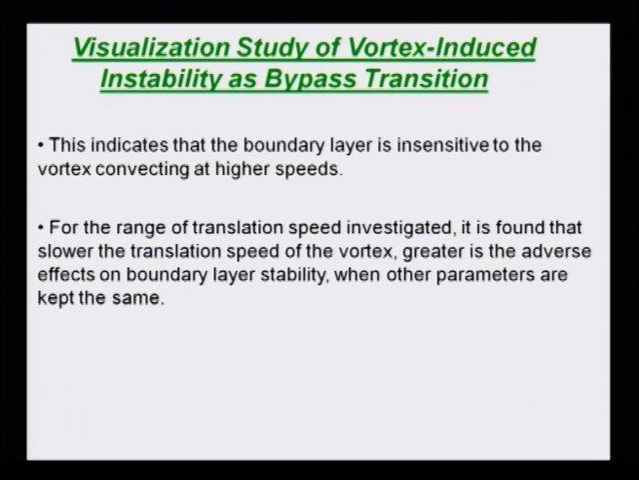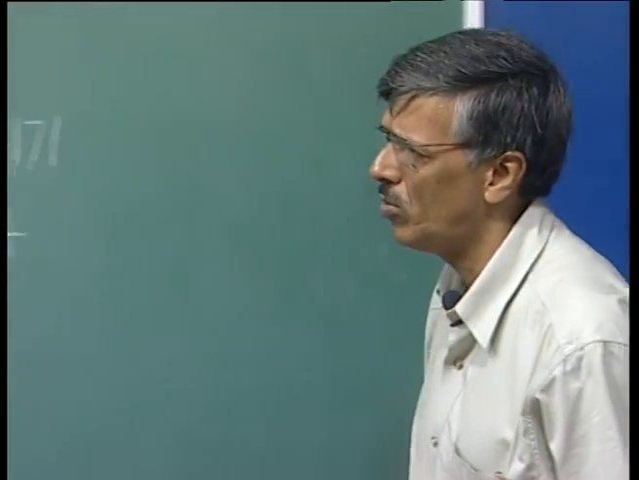This is what we are talking about. The last point, please note the range of translational speed that we investigated. We found that the slower the translation speed of the vortex, the greater is the adverse effect on the boundary layer stability when other parameters are kept the same. So, this is a generic observation that we can draw by looking at these two cases. Let us try to explain what is happening.